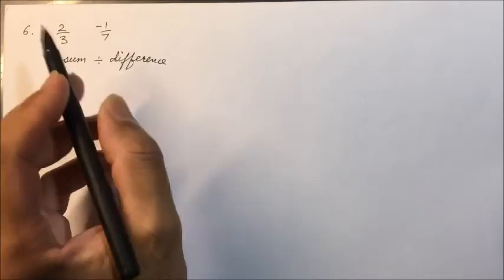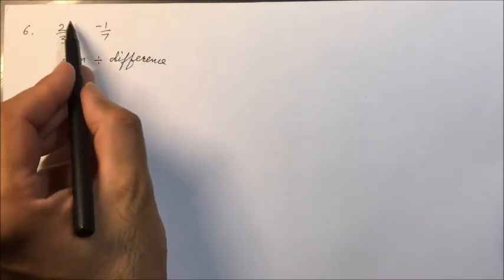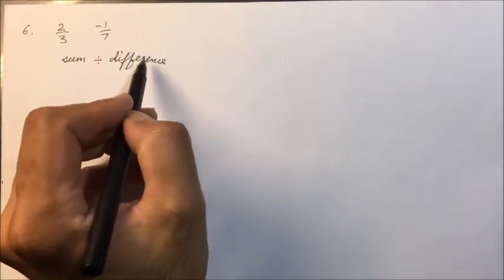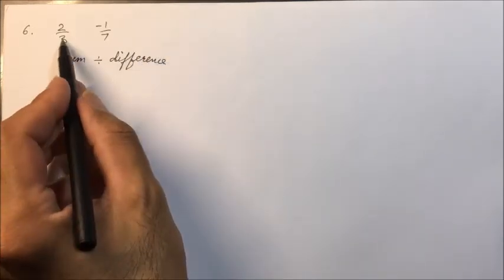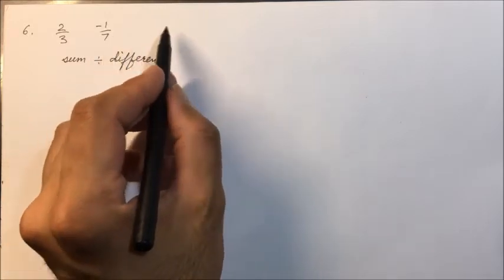This we have to calculate. Two rational numbers are provided and we have to calculate their sum, and their difference. Then the sum has to be divided by their difference. Divide the sum of 2 by 3 and minus 1 by 7 by their difference.